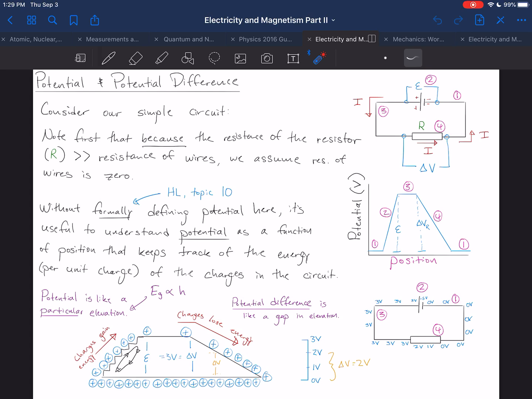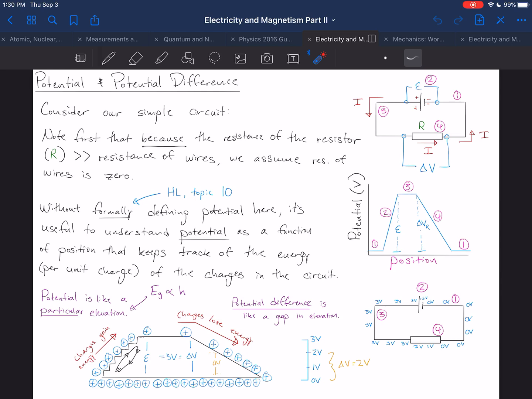So what is actually happening? Without formally defining exactly what potential is here, rather than just potential difference, it's very useful to have a concept of what potential is as opposed to potential difference. We don't need the formal definition to do this. The general idea is that potential is a function of position that keeps track of the energy per unit charge of the charges in the circuit.